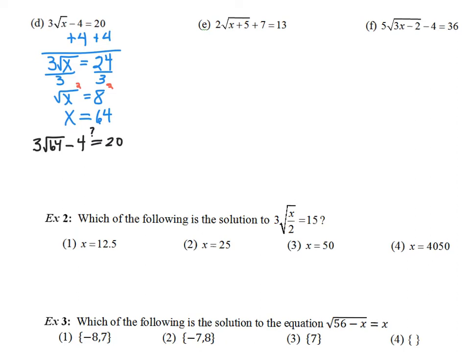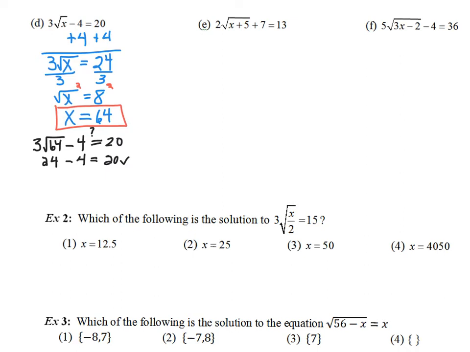Square root of 64 is 8. 3 times 8 is 24. So 24 minus 4 does equal 20. So that checks. So my solution for this square root equation is x equals 64. And as you can see, I was still getting a linear equation that I'm solving, so I have one solution.